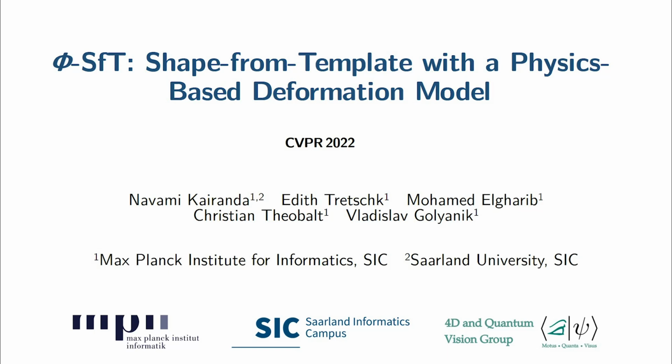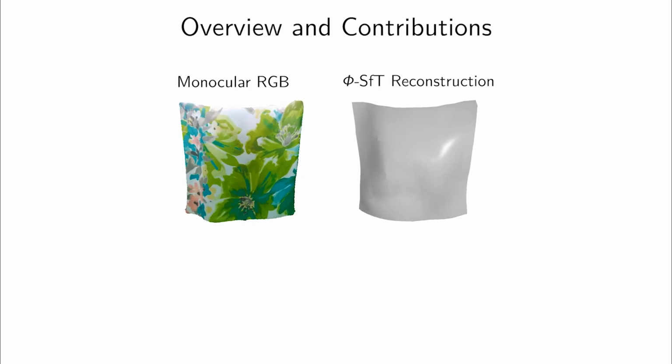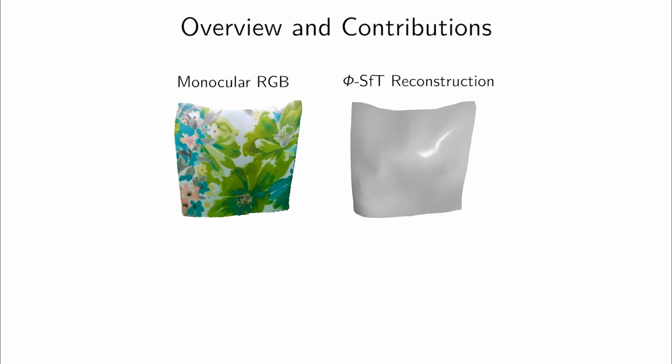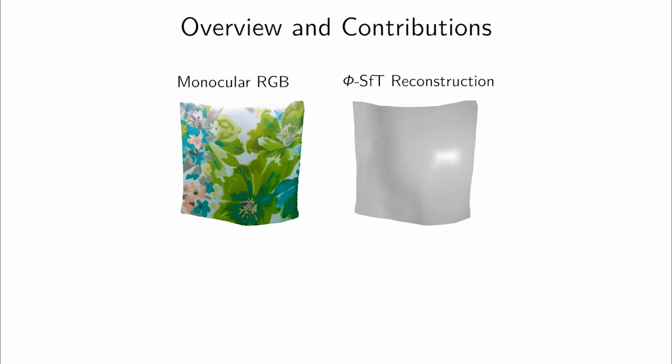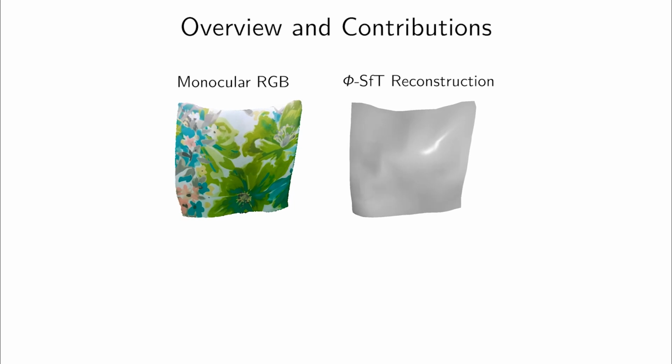We present Phi SFT, a new shape from template approach, SFT for short, with a physics-based deformation model. Phi SFT is an optimization-based method to reconstruct a temporally coherent sequence of 3D shapes from a monocular RGB video given a single initial 3D template in advance.